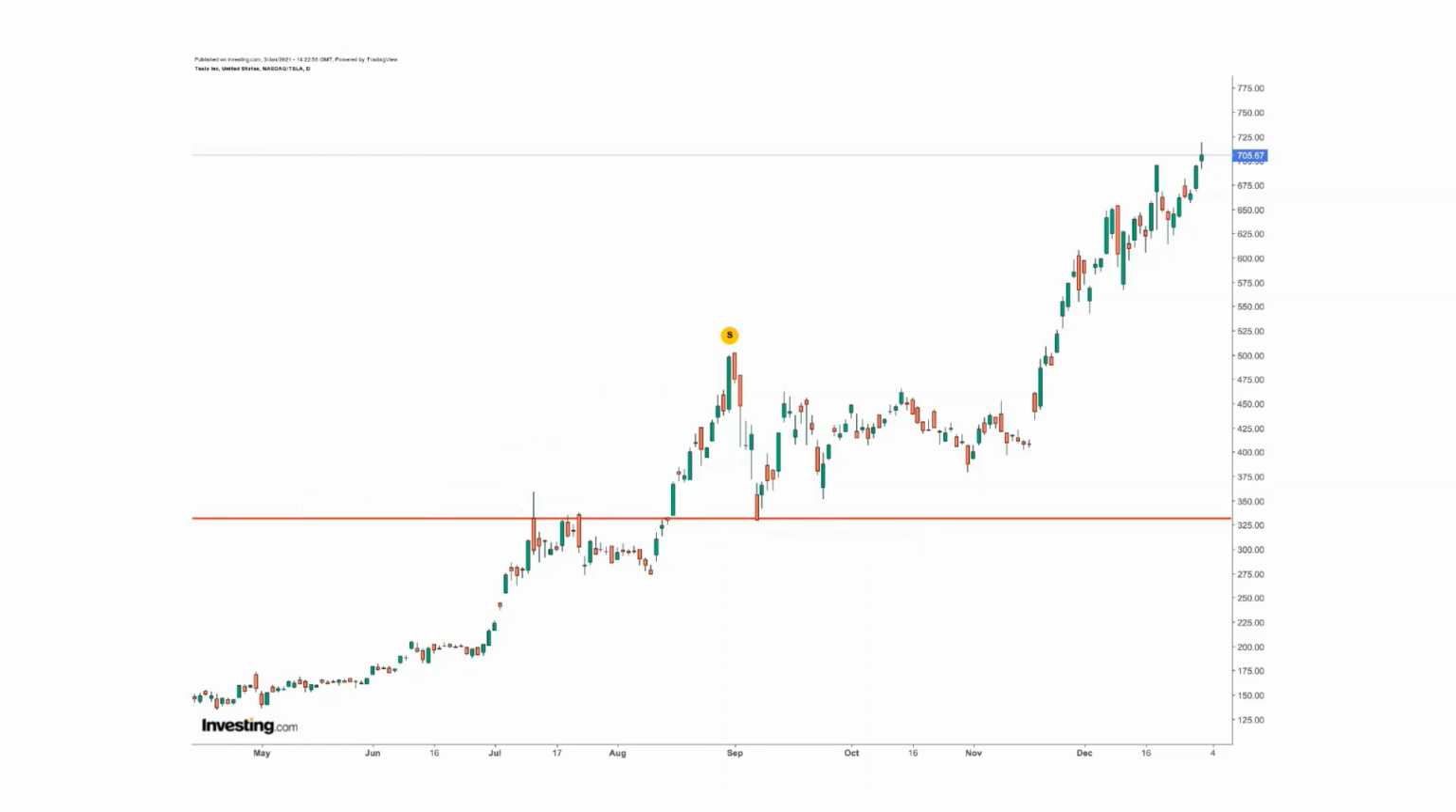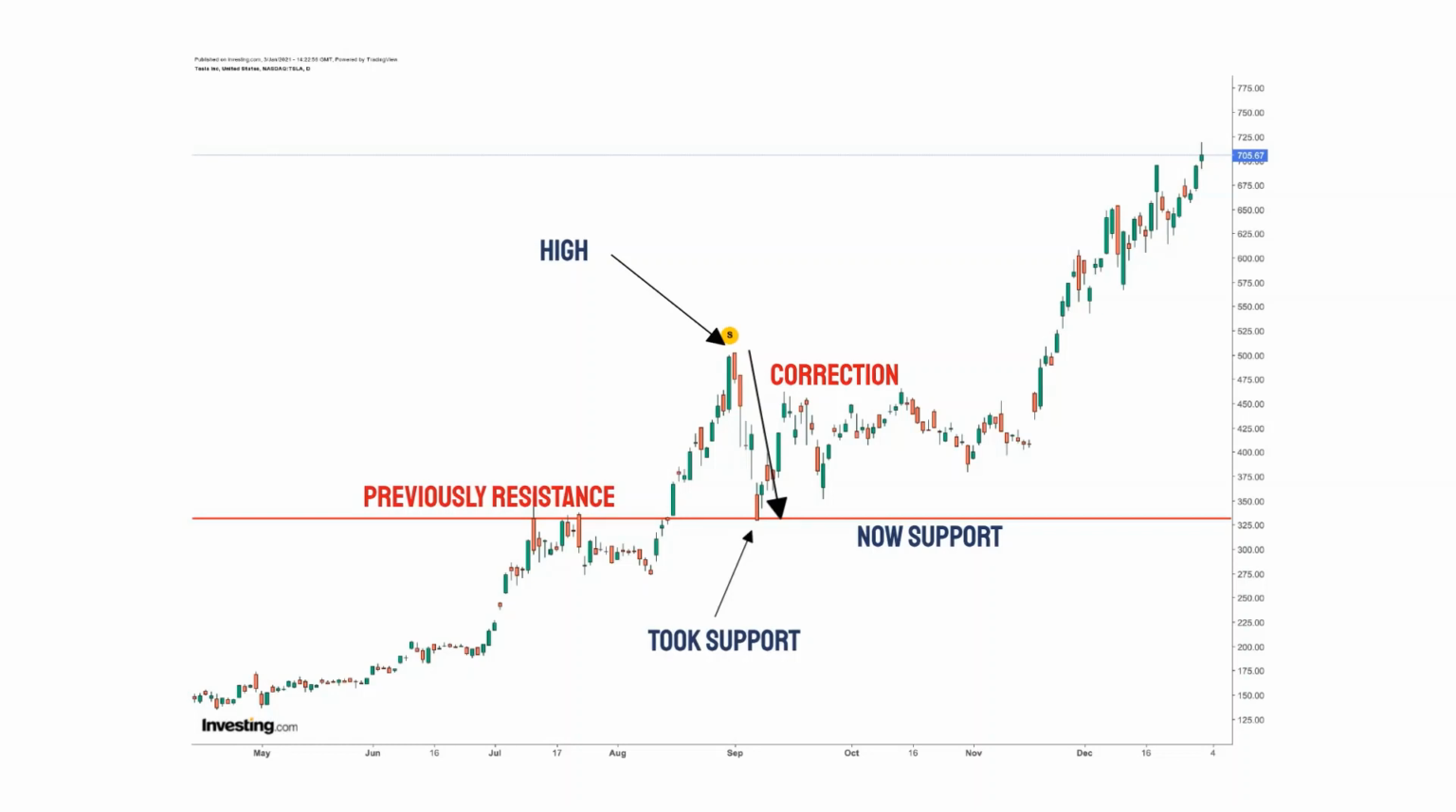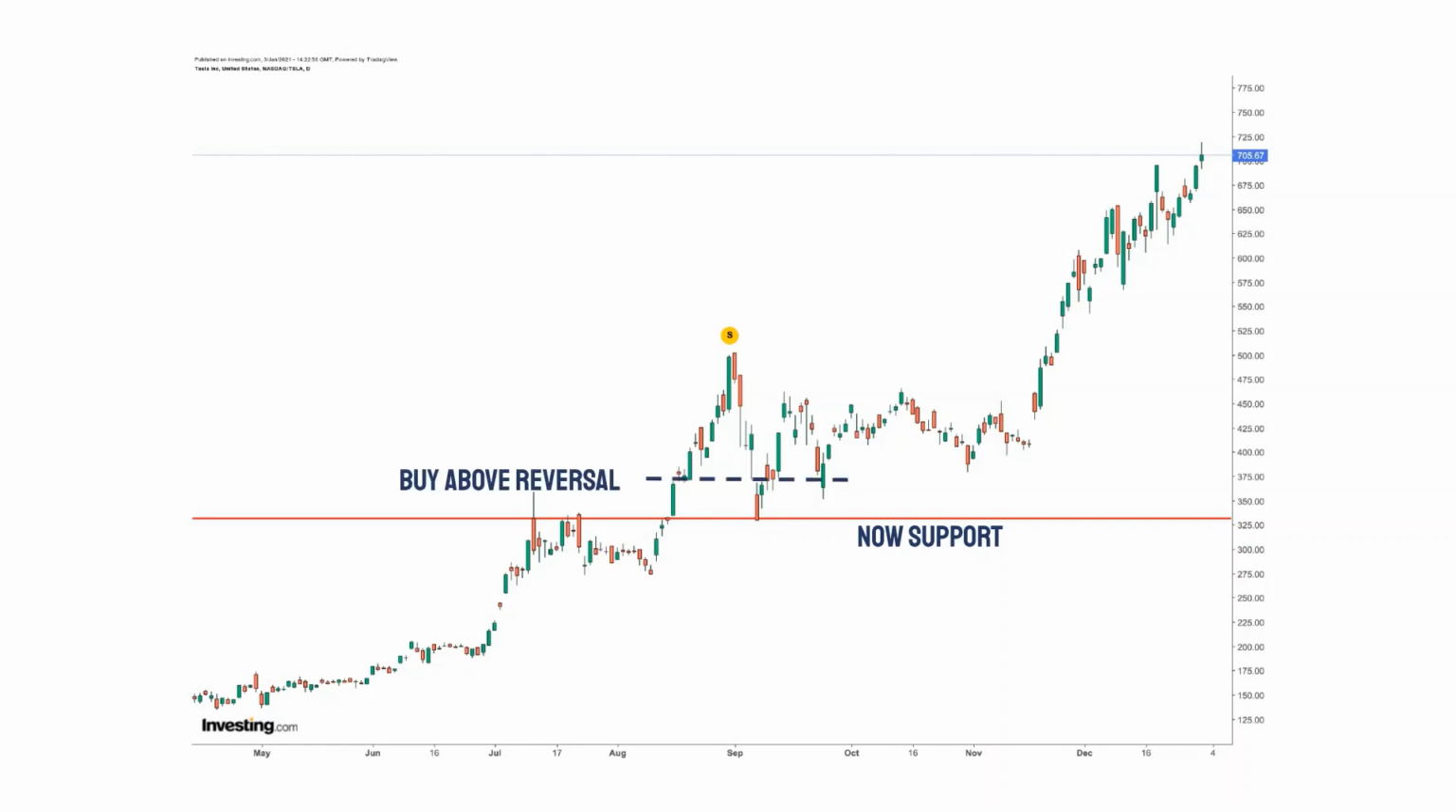After a resistance level is broken, this same level starts acting as a support level. The stock makes a new high, faces resistance, and corrects. On correction, it is most likely to take support at this level. After a visible reversal on the chart, a buy signal is generated. One should look for a buying opportunity above the reversal. Stop loss is to be placed below this support level. Beginners can book the profit at 2 to 3 times the stop loss.